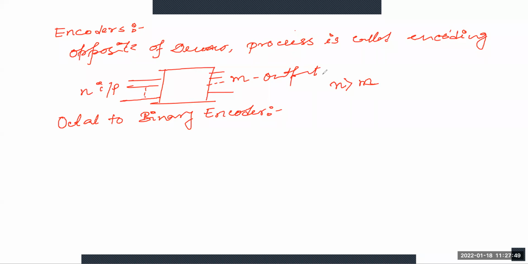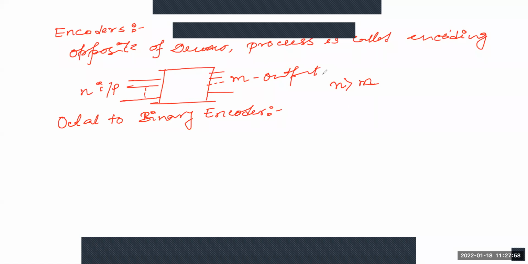So for the case of octal to binary encoder, you have to know the truth table. With the help of the truth table, you can easily construct the octal to binary encoder. So what is the truth table? Truth table of octal to binary encoder. I am writing here.